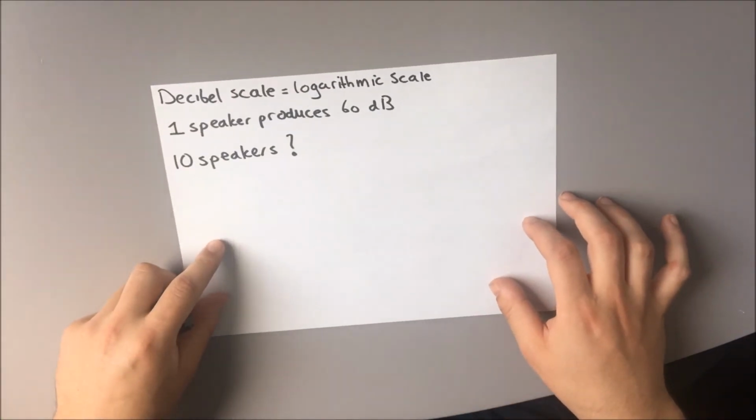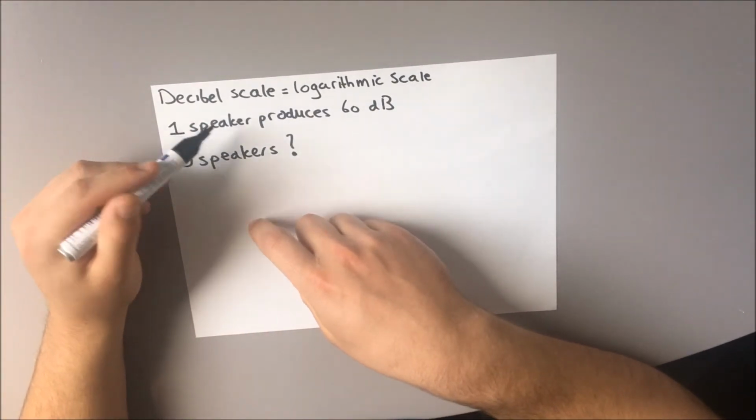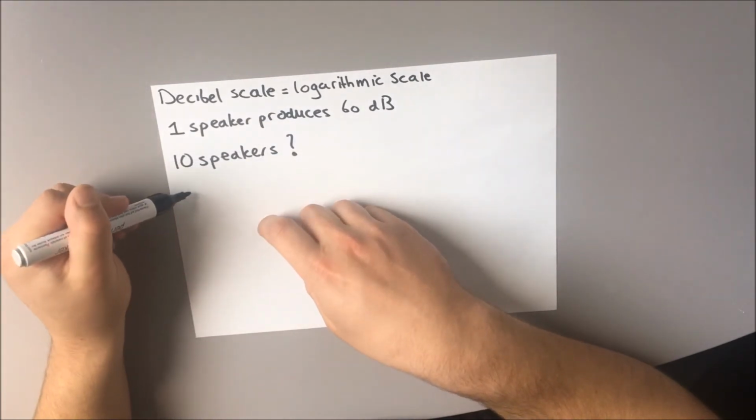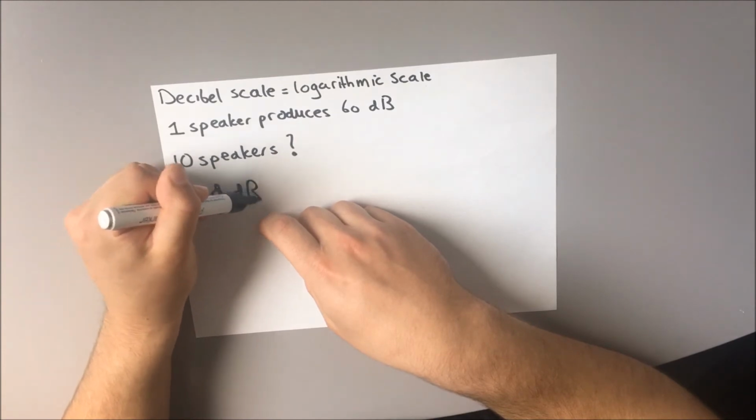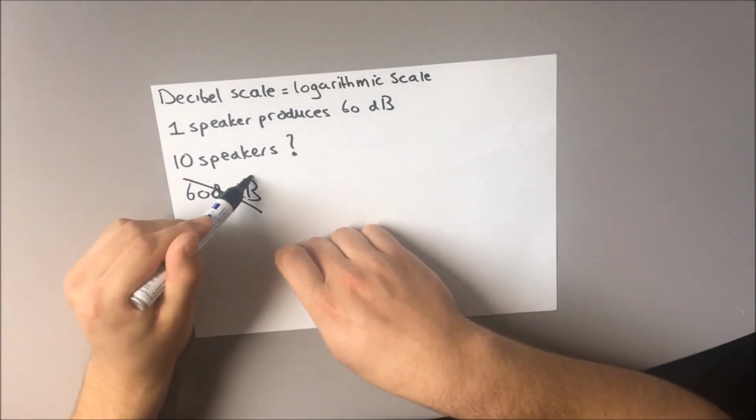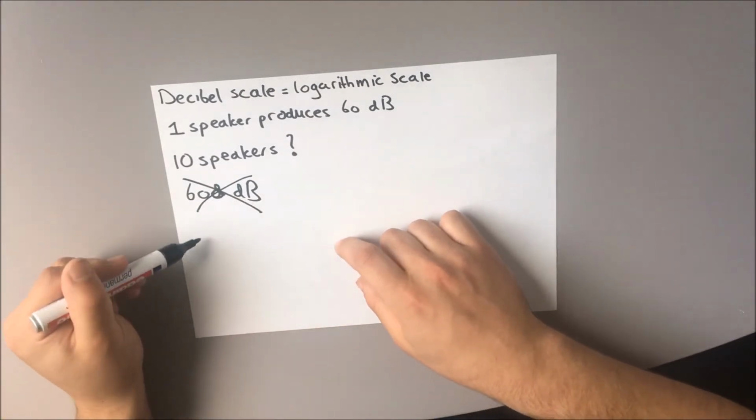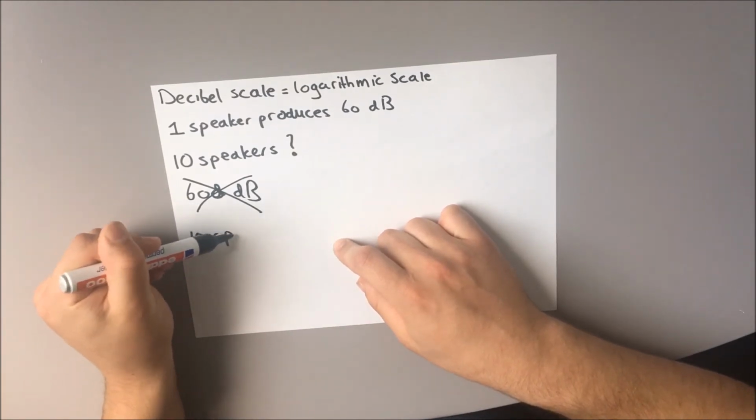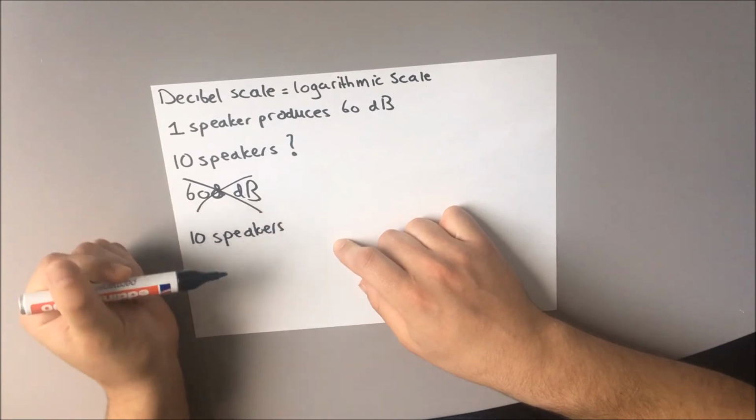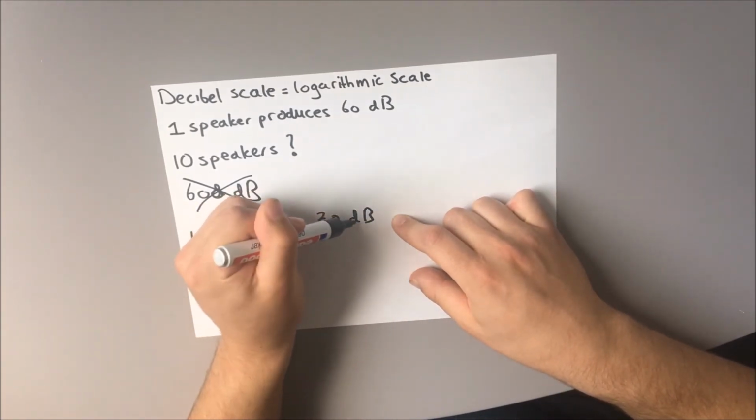You would think, just looking at the amount, okay, one speaker produces 60 decibels, so 10 speakers would produce 600 decibels. Unfortunately, this is wrong, and this is where the logarithmic scale comes in. If one speaker produces 60 decibels, that means 10 speakers will produce a total amount of 70 decibels, because that's where the logarithmic scale comes in.